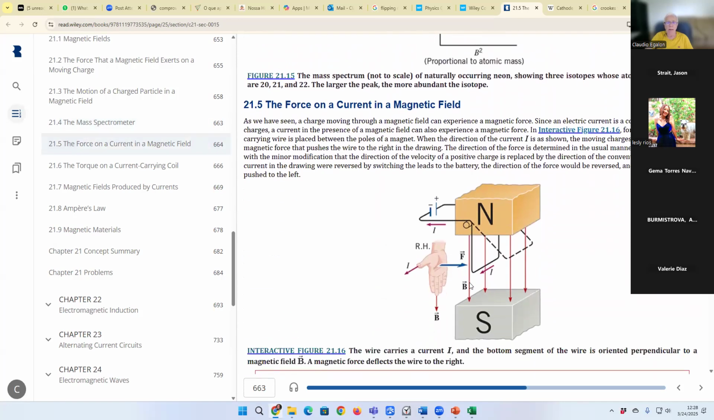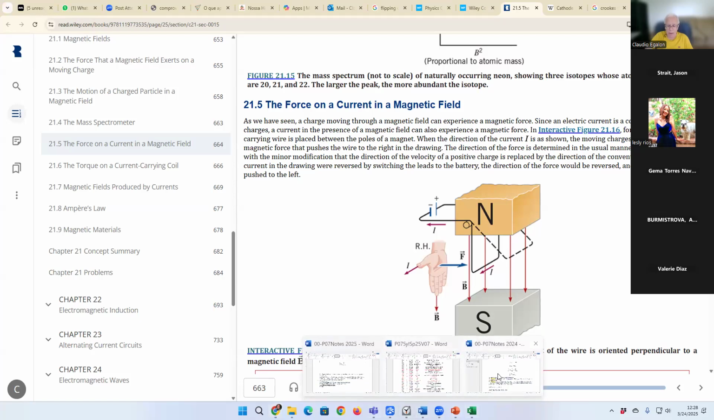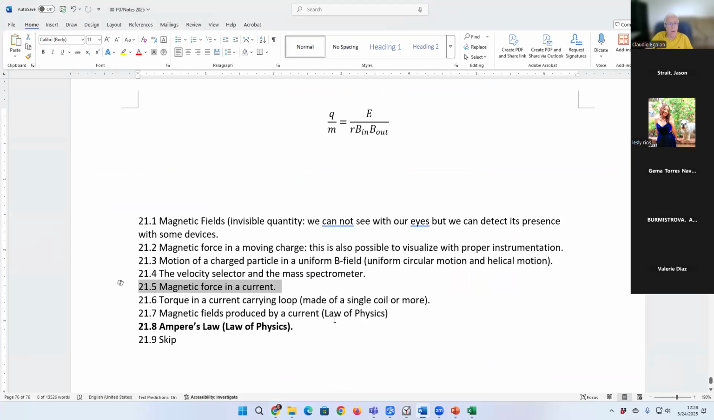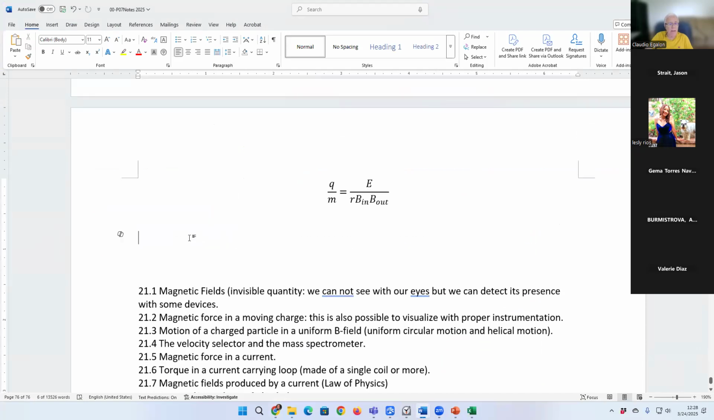The force, and then that's going to be the next one, in a magnetic field, on a current in a magnetic field. And that's something we can also observe in real life. We have a device that shows this magnetic force applied to a current, okay? So let's write that down here next. Magnetic force on a current.